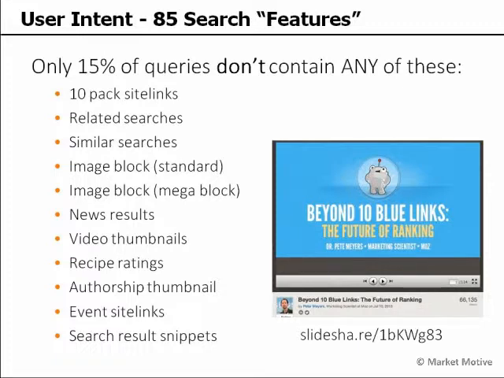So you'll get different types of customized search results that are triggered by Google based on these different types of user intent. Only 15% of queries don't contain any of these 85 search features anymore, which means there's no longer just the standard 10 blue links. Dr. Pete Myers at moz.com has an excellent presentation on the subject that you can check out at the link below, but that just covers different types of user intent.